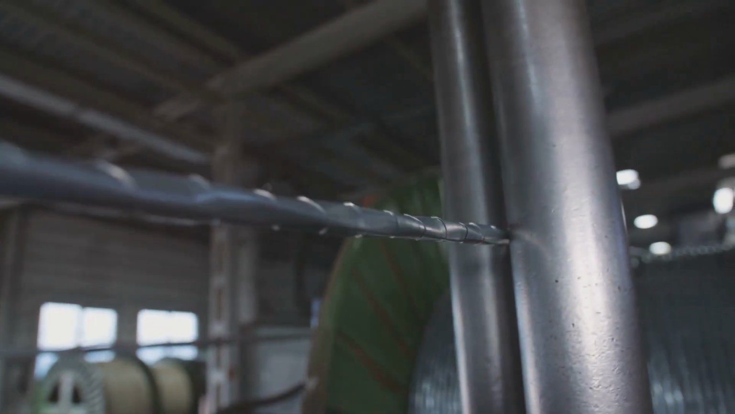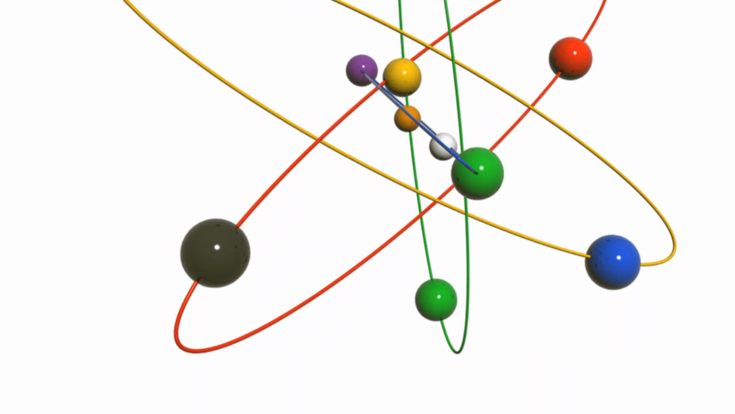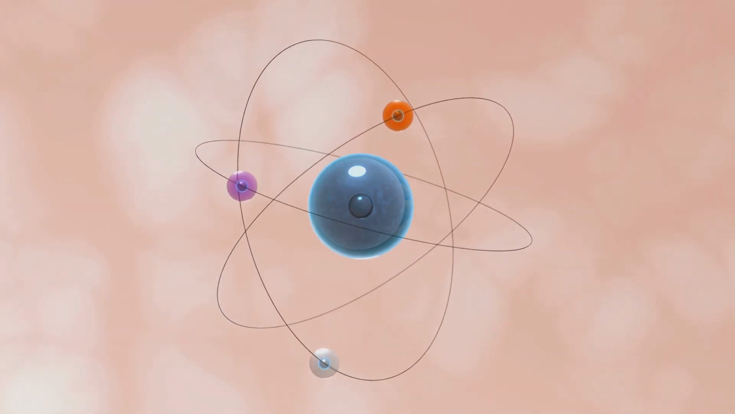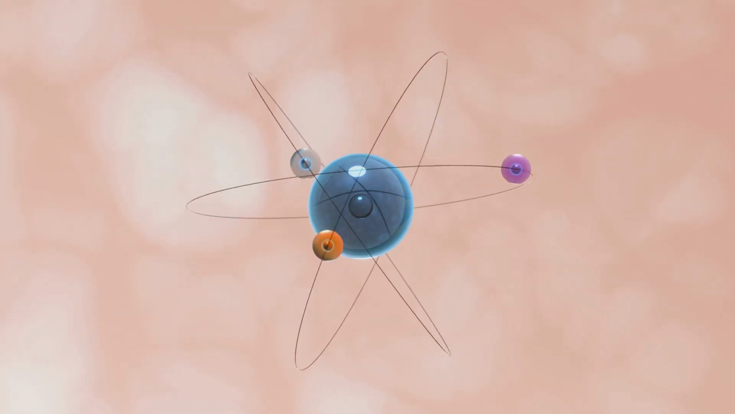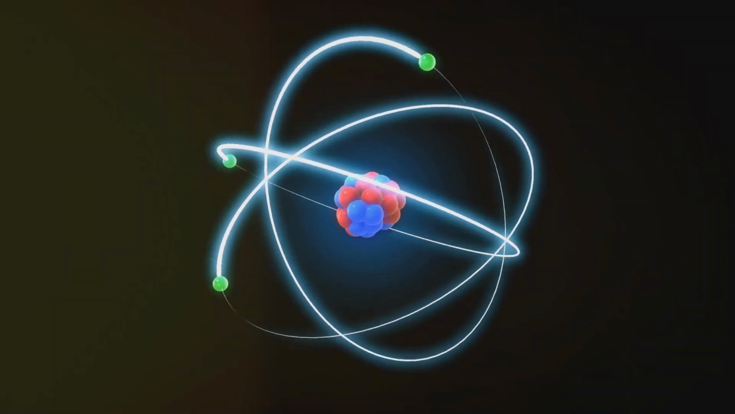So what exactly is electricity? In the simplest terms, electricity is the flow of tiny particles called electrons. These electrons are found in atoms, the building blocks of everything around us. Atoms have a nucleus with protons, positive charge, and neutrons, no charge. Electrons, negative charge, orbit around the nucleus.